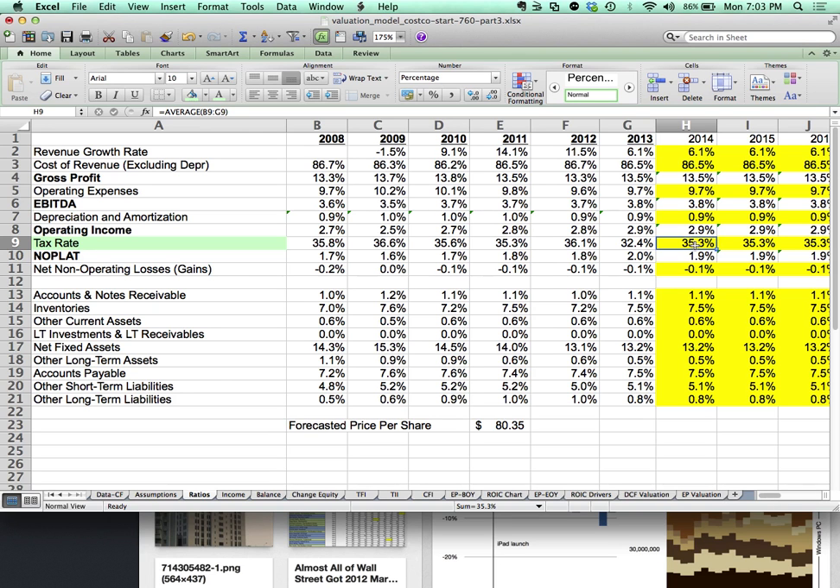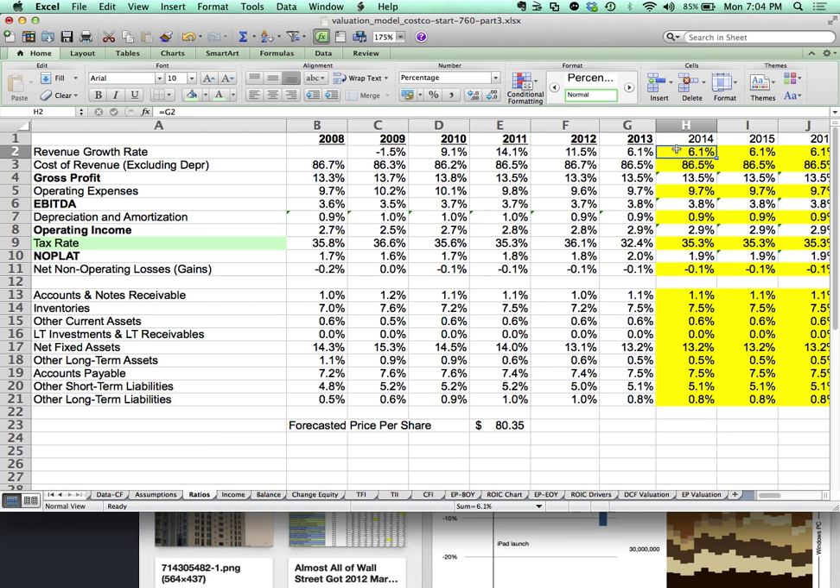Clear on that one? Questions about that? All right, so I forecast the tax rate, which means now I got to forecast operating income. Well, I can't forecast operating income directly. How do I forecast operating income? I have to forecast revenue, and then I have to forecast the costs that go into operating income. Well, let's start out with the revenue forecast.